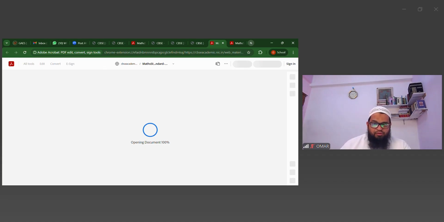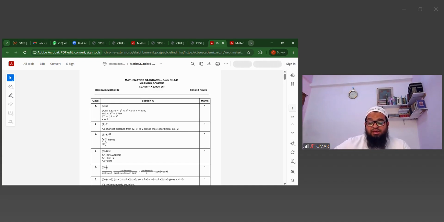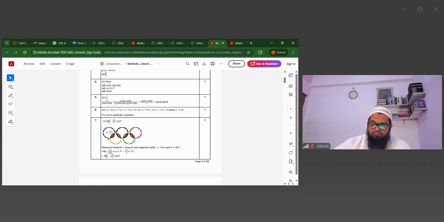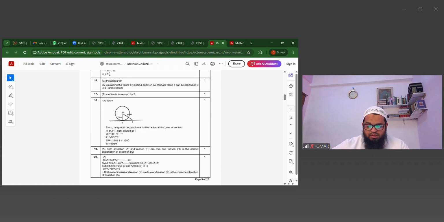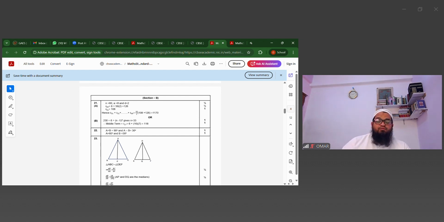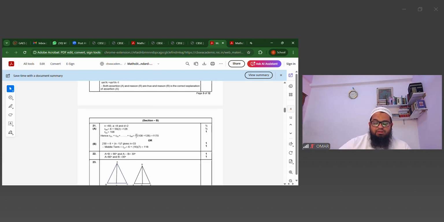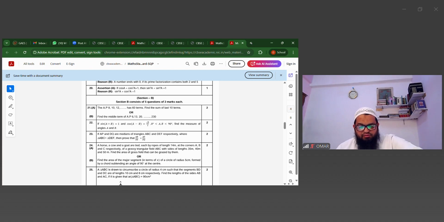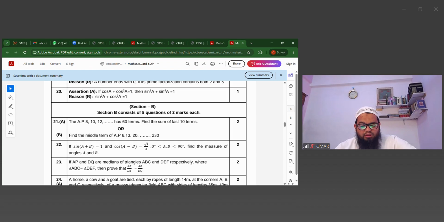Suppose you are solving a section B question, what are the steps needed? For example, in section A, if you give the answer, it is enough. How to do it is given over here. Now some 2 mark questions. In a 2 mark question, what is given? What was the question, my dear students? Let me read the 21st question. The 21st question is: an AP with 60 terms, the first term 8, second term 10, third term 12. Find the sum of the last 10 terms.